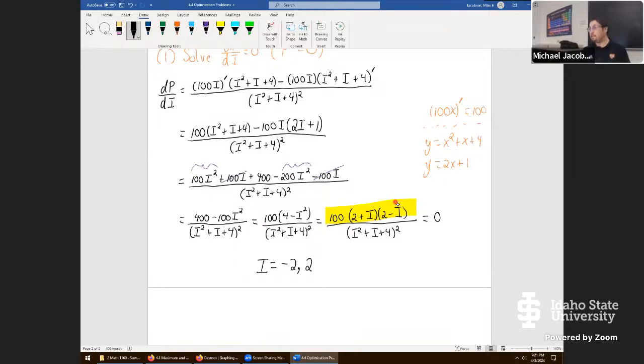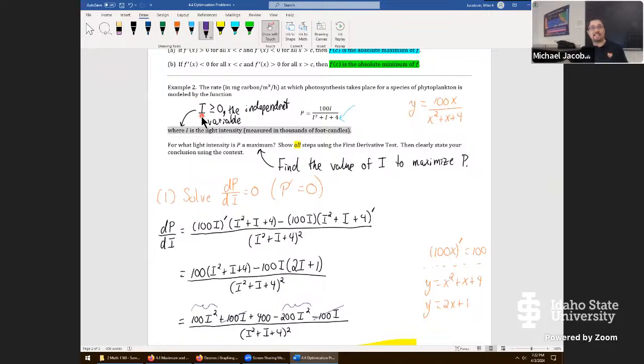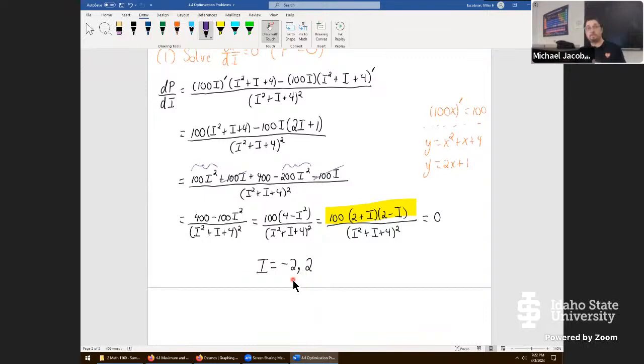Anyone see what the resolution ought to be? Yeah, go ahead. Exactly. Well, if it was a situation like this, I is the light intensity, which had to be positive to begin with, then absolutely, we need to eliminate that -2. It's just not in the domain of what we're trying to analyze.